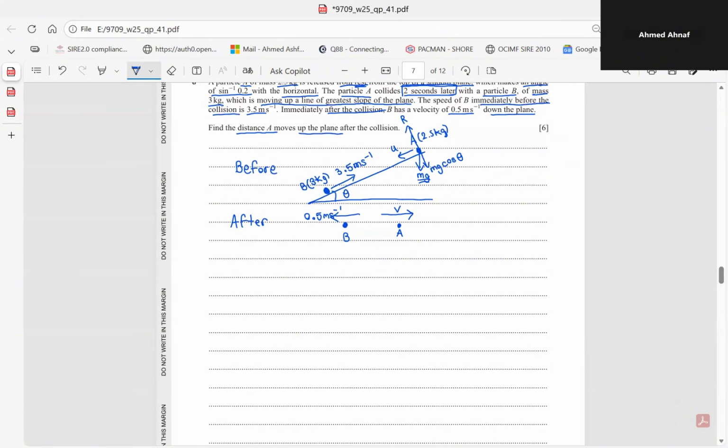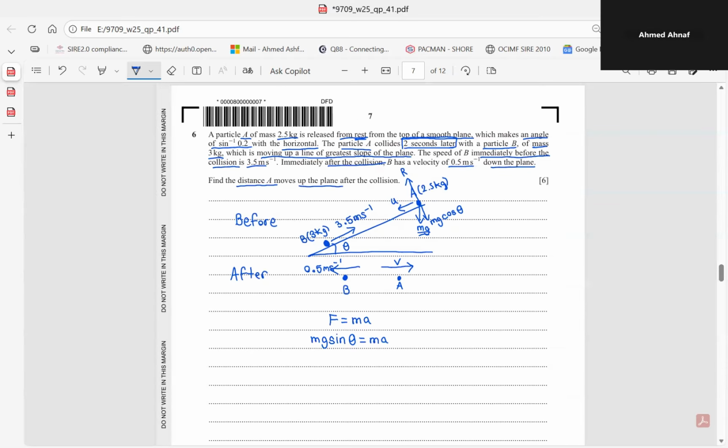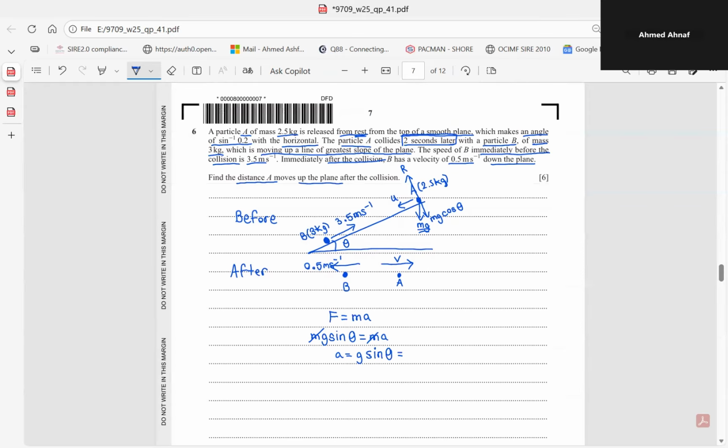Okay, so to find the acceleration, we're going to use F equals ma. So F equals ma. So F is mg sine theta, and ma. Even though we know what m is, I'm just going to let it be m. So m cancels out. So we get a is g sine theta. And sine theta, we already know, is sine inverse 0.2. So sine theta is just 0.2. So this is 0.2 g.